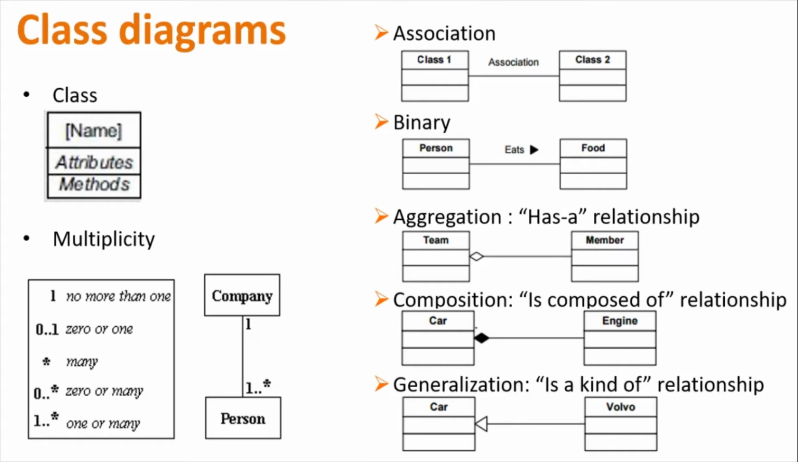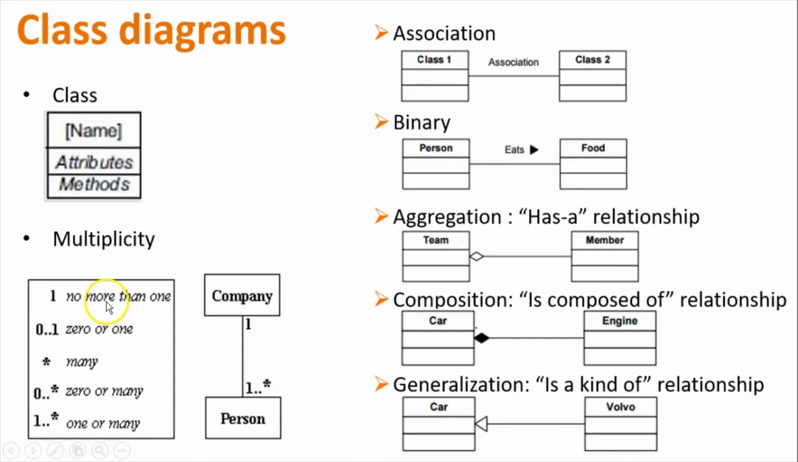For example, let's consider house as a parent class and room as a child class. Now, rooms cannot exist independently of a house. So that's how composition is done. Coming to generalization, generalization is a mechanism for combining similar classes of objects into a single, more general class.